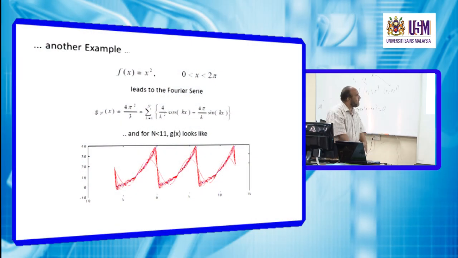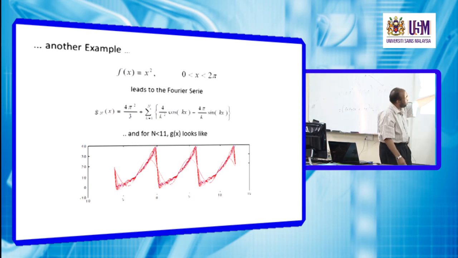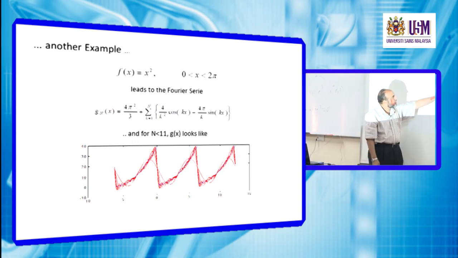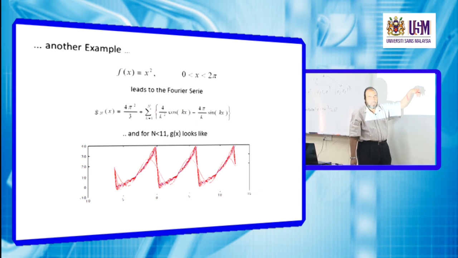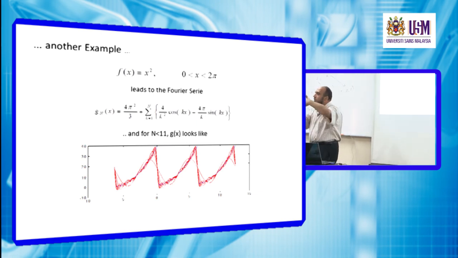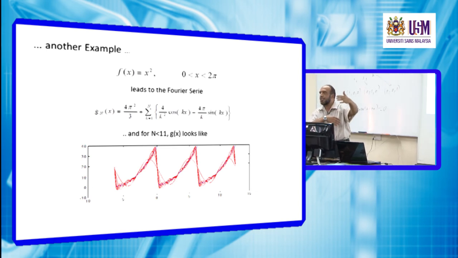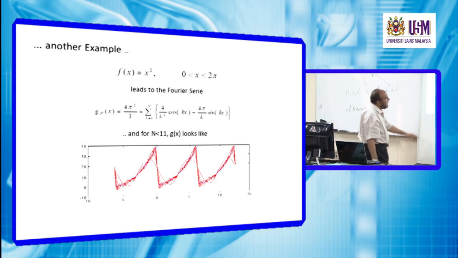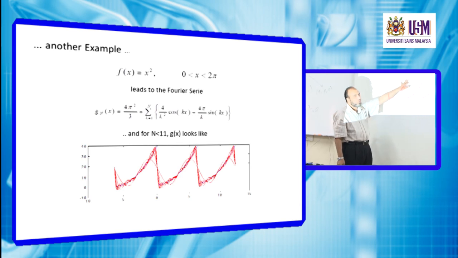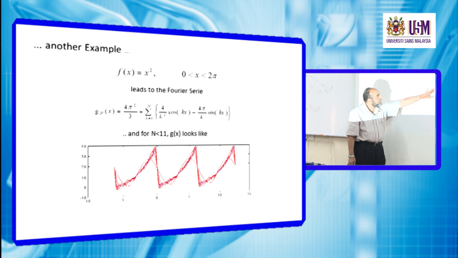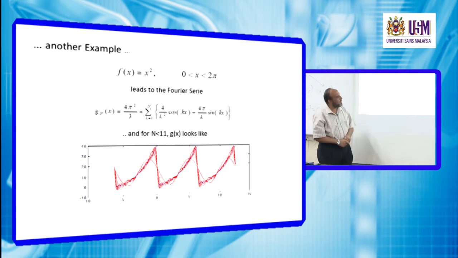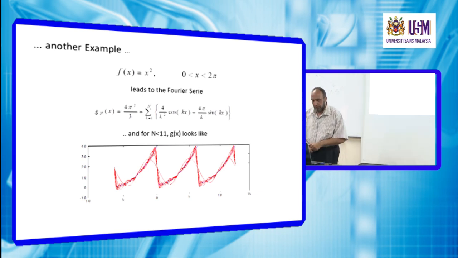We have another example here for the x squared function. I guess it's clearer here that for this one, this is n equal to 1. You see there is a lot of difference. The difference is big between the approximation and the actual function. But when n increases to about 11, you see the function nearly approximates the original one.